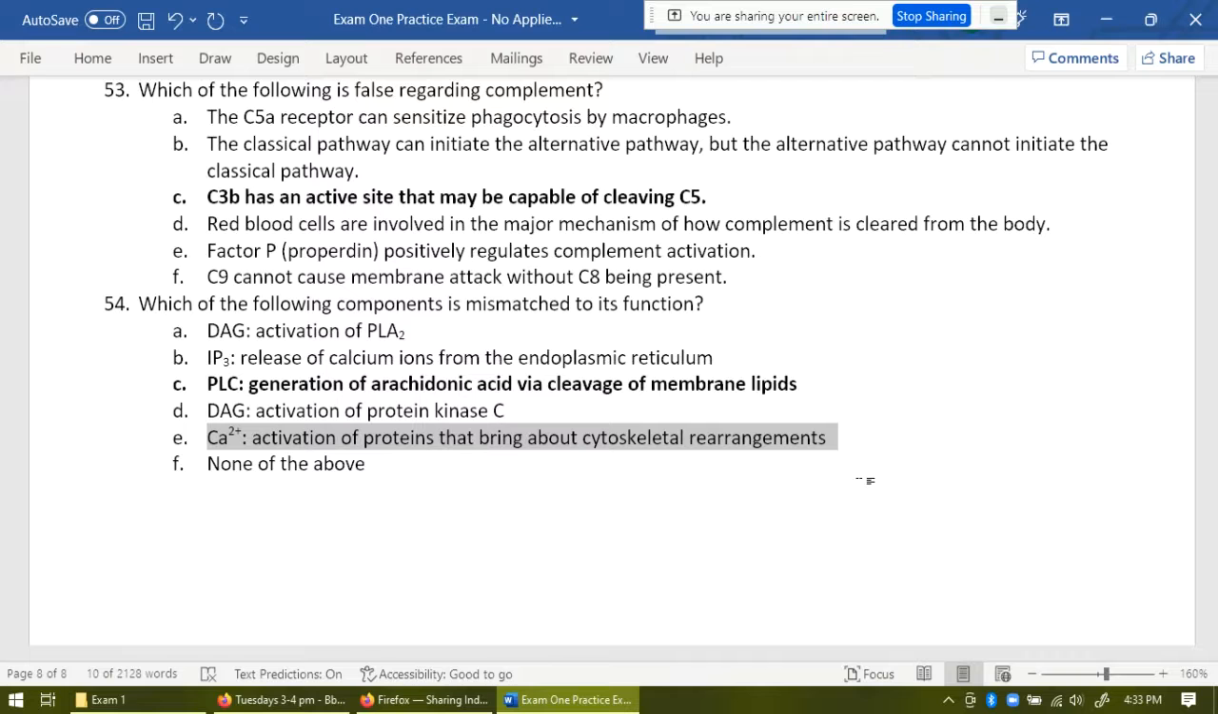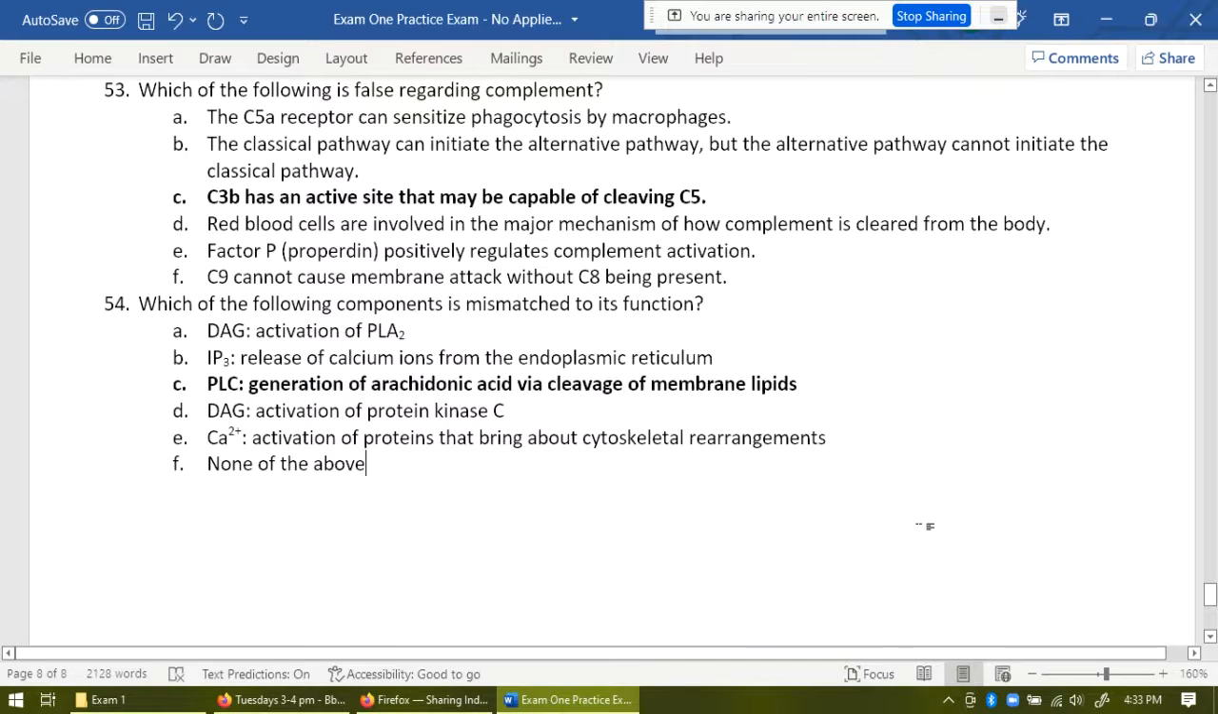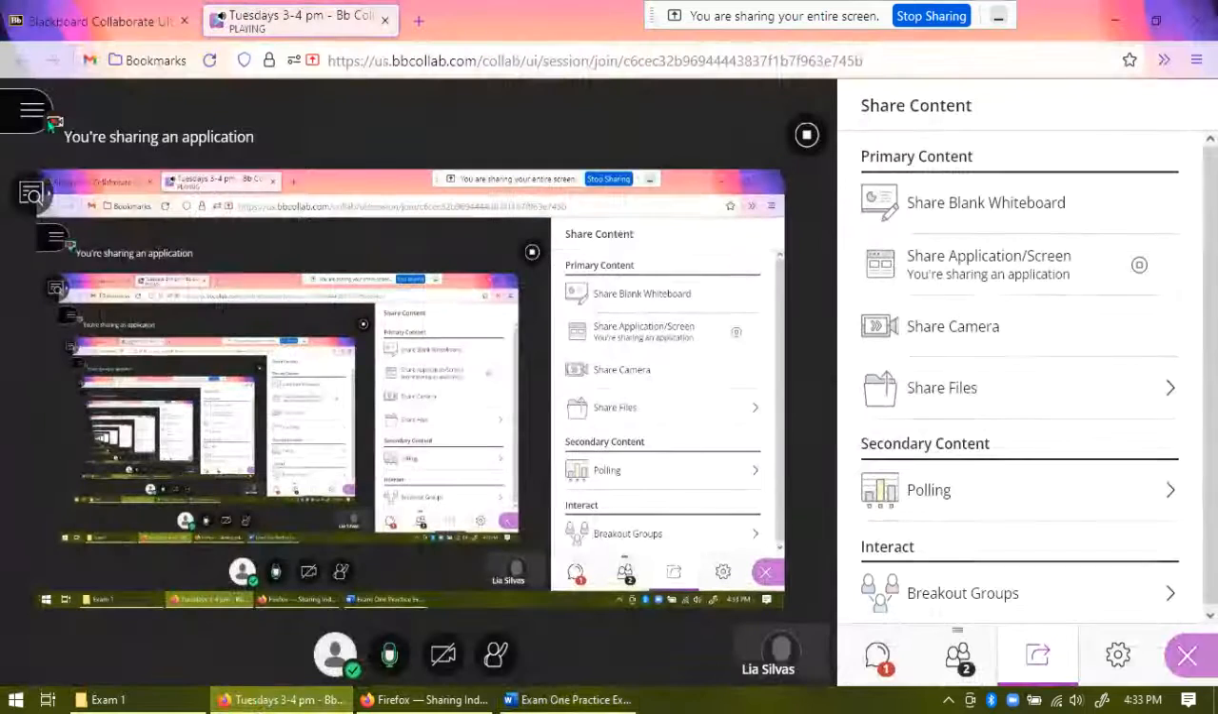So, that is the practice exam. Realize that this is probably harder than the actual lecture exam for good reason. Because, you know, I'd rather bring a gun to a knife fight than a knife to a gun fight.